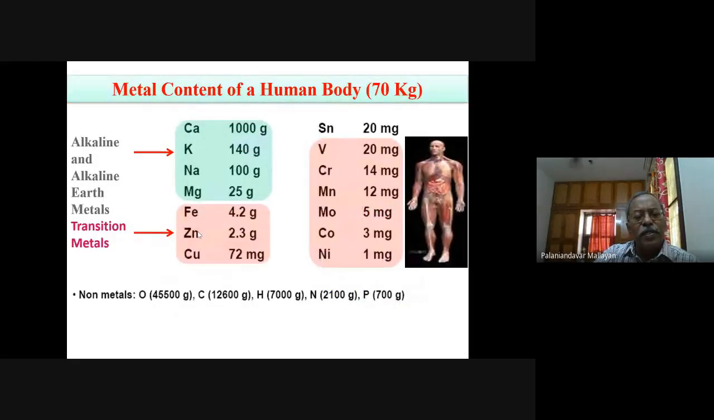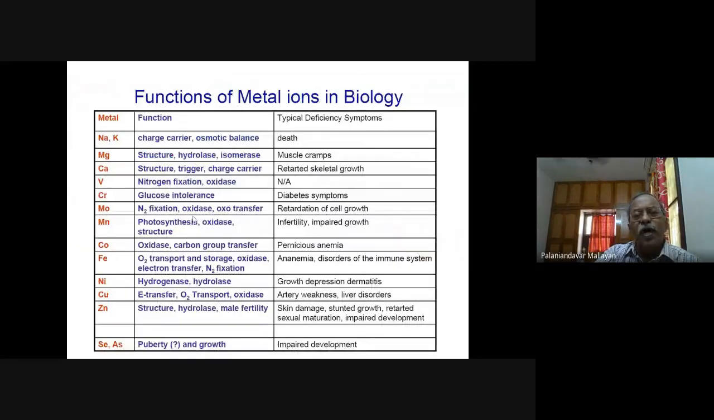The amount of copper and iron that are present in our body are very small: iron 4.2 gram, copper 72 milligram, whereas the alkali metal ions are very high in concentration. So we just look at the role of iron in biology. This is what I talked about: dioxygen transport, storage, and also the oxidase enzymes, electron transfer and nitrogen fixation.